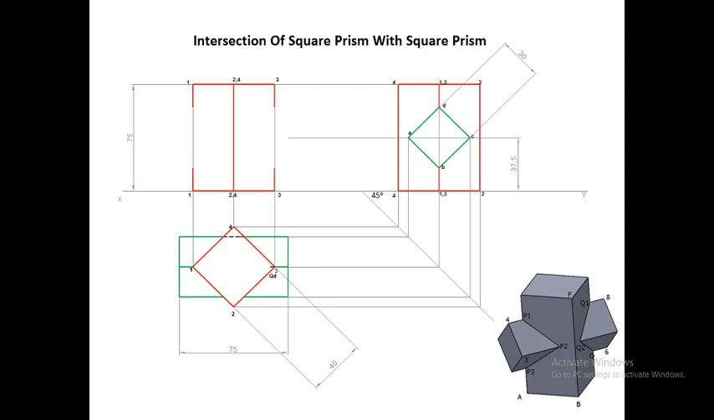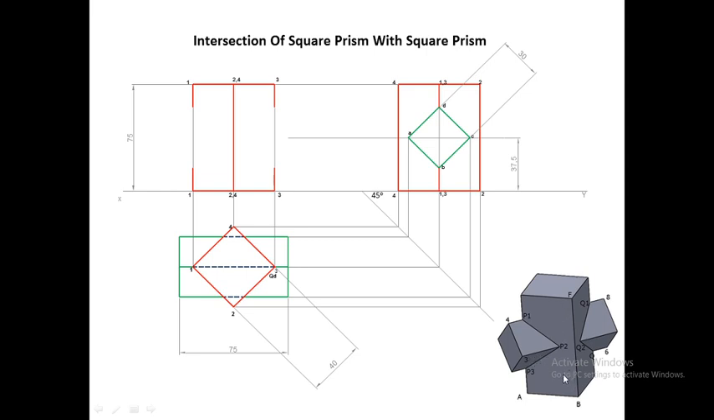Now in the next step we will draw some hidden edges. Some part of the horizontal prism's edge, the edge 4 to 8, goes inside the vertical square prism, as well as some part of the lower edge from 3 to 3. Also some part of the edge from 3 to P2 and Q2 to 3 will be going inside the vertical prism.